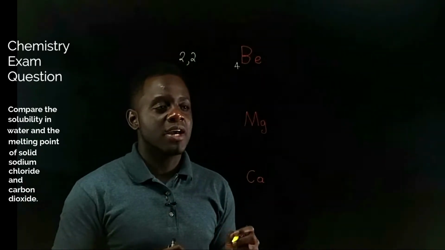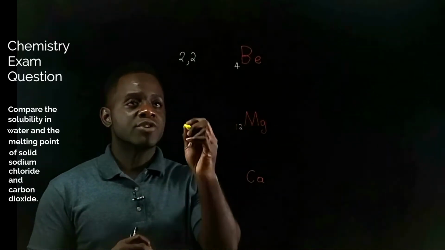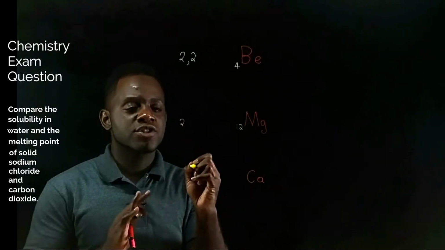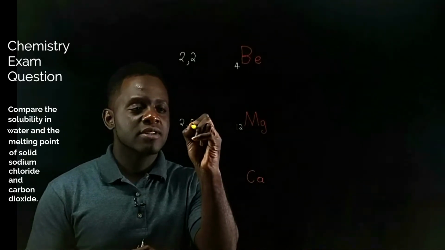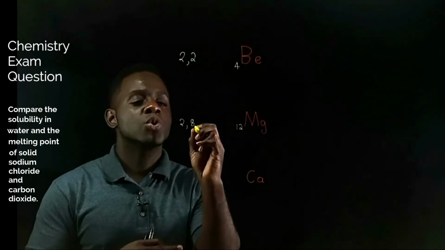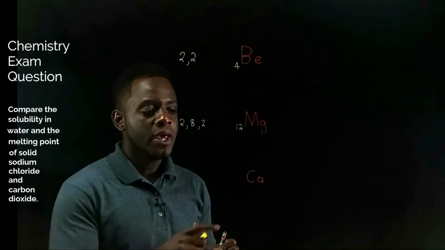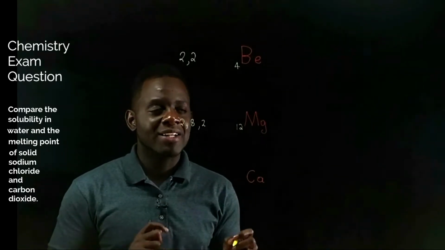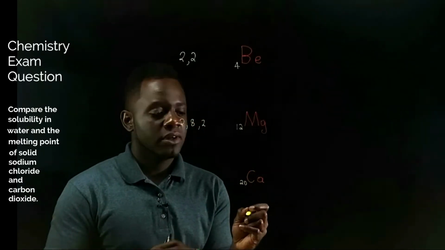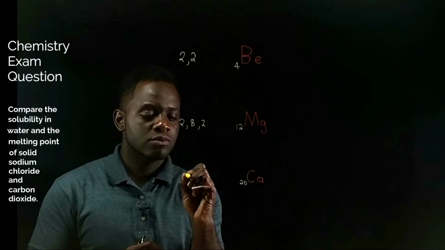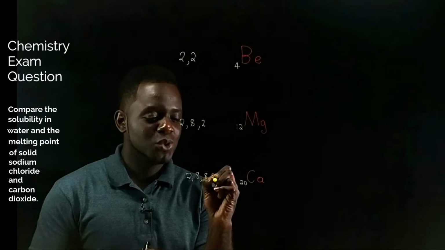Magnesium, being the element with atomic number 12, will have the electron configuration 2, so the first shell is full. The second shell can hold a maximum of 8 electrons. That's also full now. So the remaining 2 electrons will go on the third shell. Then we have calcium with atomic number 20, and the electron configuration will be 2, 8, 8, 2.